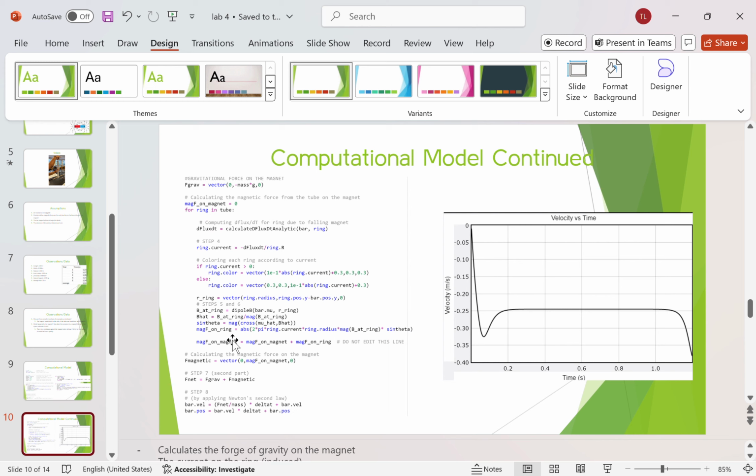Computational model continued. The computational model accounted for the gravitational and magnetic forces on the magnet. The graph highlights the point where forces balance, resulting in the magnet reaching terminal velocity during the fall.